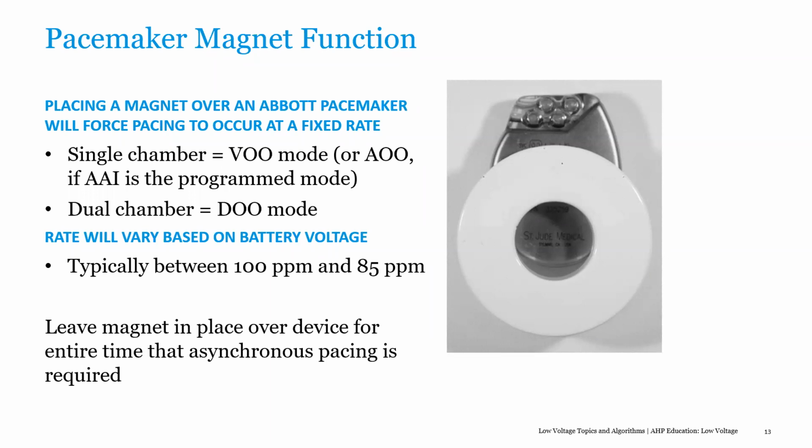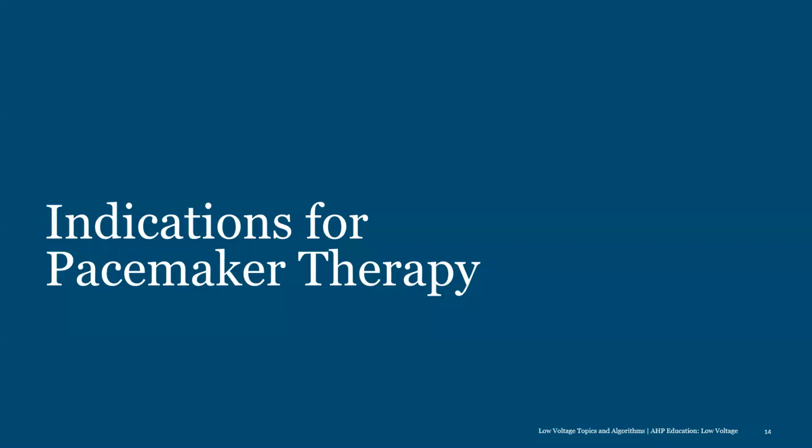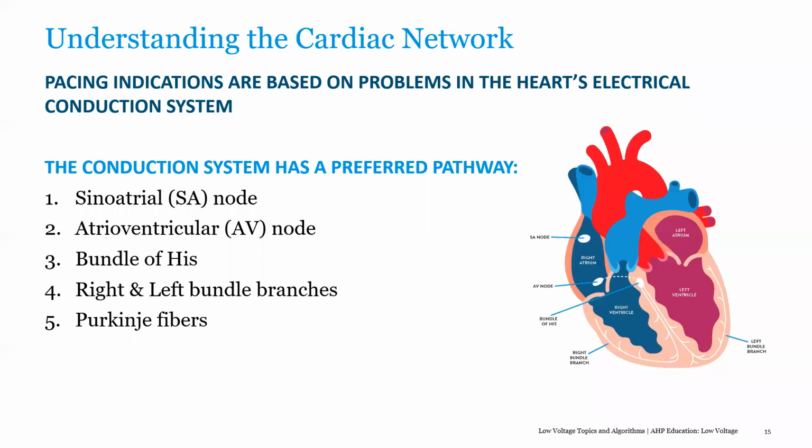So those are the general electrical concepts that I wanted to go over with you before we dove into indications for pacemaker therapy. Why do patients get pacemakers? Well, if you want to know why they get pacemakers, you've got to kind of know the electrical system in the heart. So they're just like a car, a boat, a house. Everything has a plumbing system, an electrical system, and various other systems. But we're primarily focused on the electrical system here.